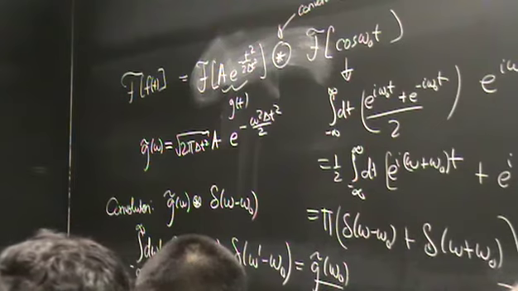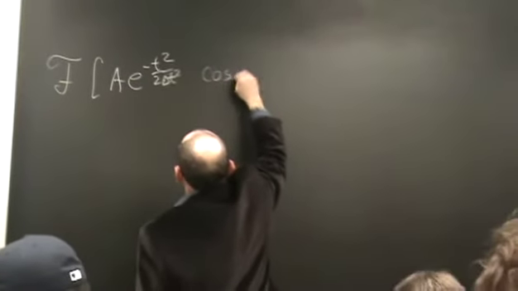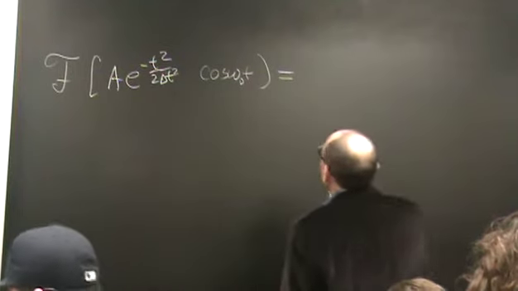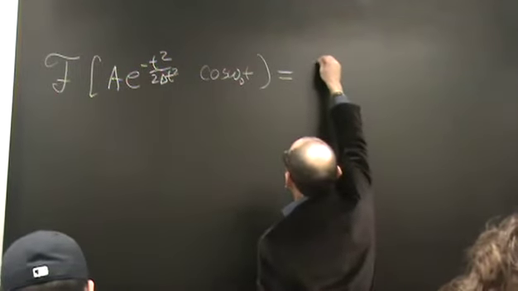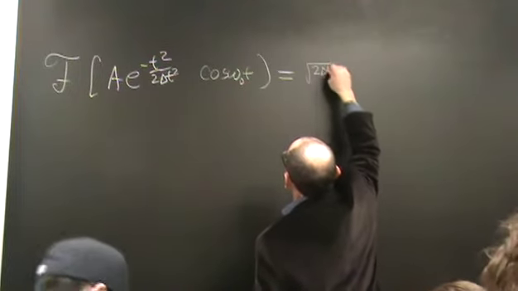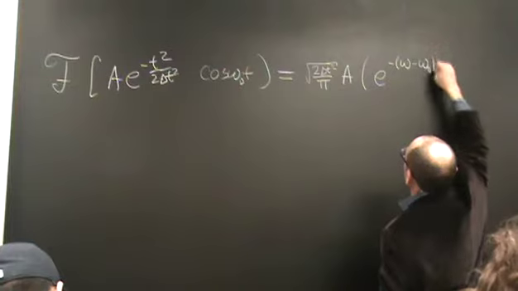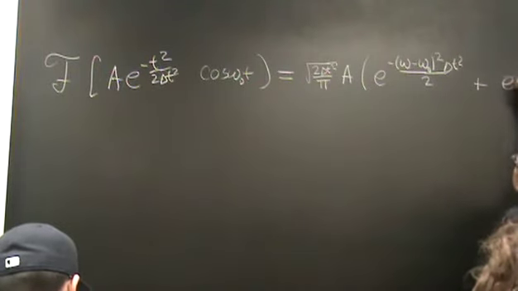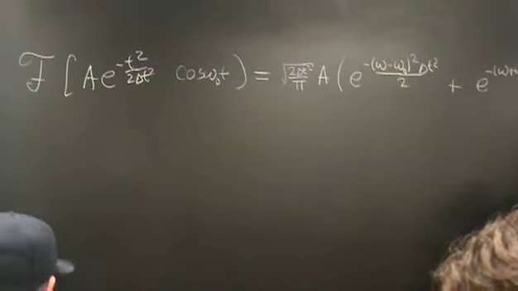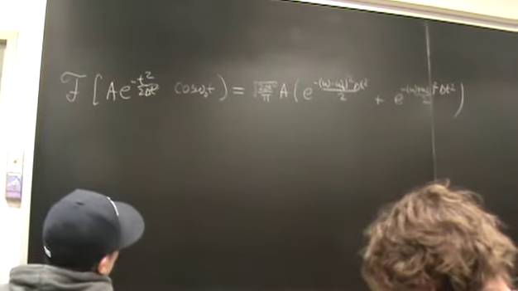So, what do we have here? The Fourier transform of our quasi-monochromatic field is equal to some constant that I really don't care about, square root of 2 over pi a, and then e to the minus, all right?